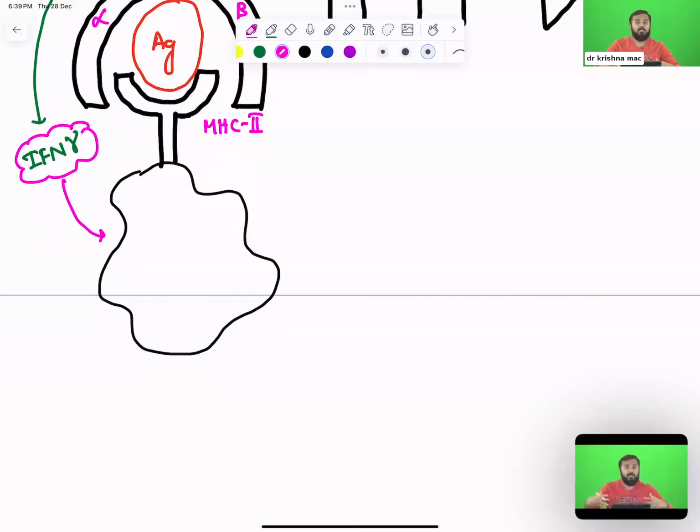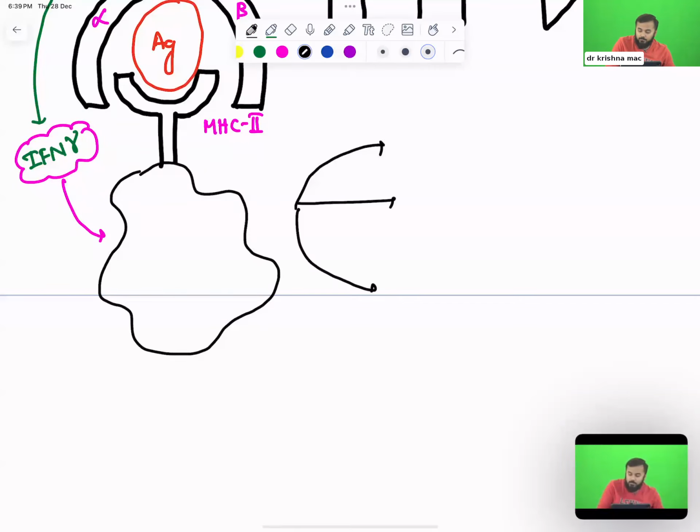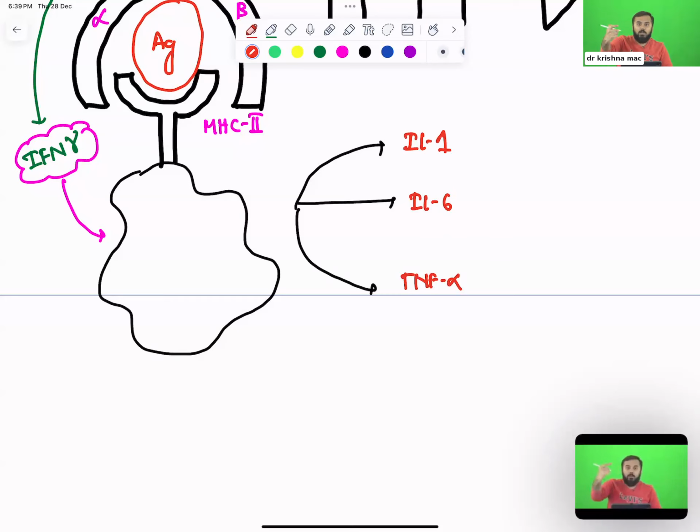Now in that happiness, the macrophage will release 3 important things. What are those 3 important things? One is called interleukin 1. Another one is called interleukin 6. Another one is called TNF alpha. Interleukin 1, interleukin 6, tumor necrosis factor alpha. These are the 3 things that are released by macrophages. Individually they have different local functions, I will tell you that, but overall I'm discussing the concept.